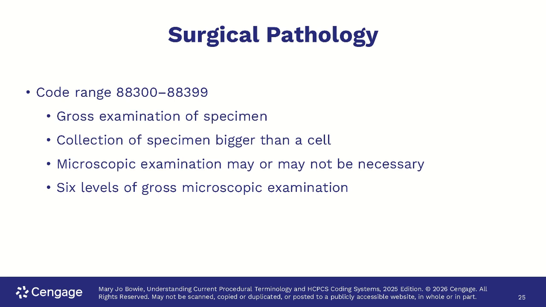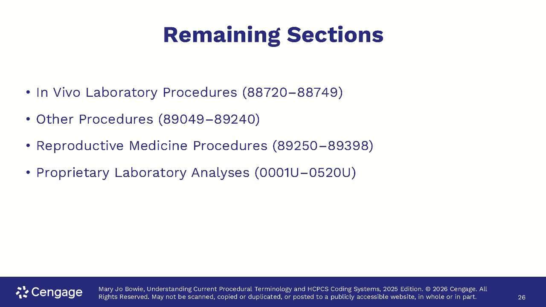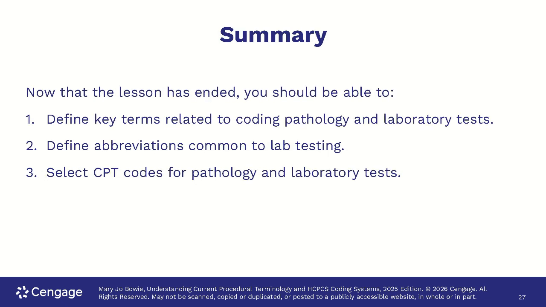When you look at these codes in the CPT manual, you will note that there are 6 levels of gross microscopic examination. And these codes are organized based on the site of the specimen and how they actually got the specimen. So pay close attention because you may see a body part reported more than once. But the question is, how did the surgeon get that specimen? Then the rest of the sections contain these 4 areas that you see here and where we started.